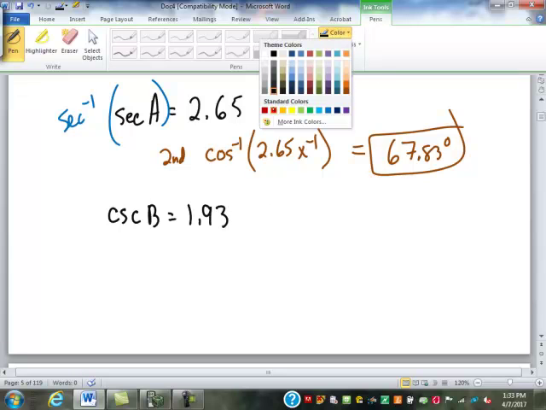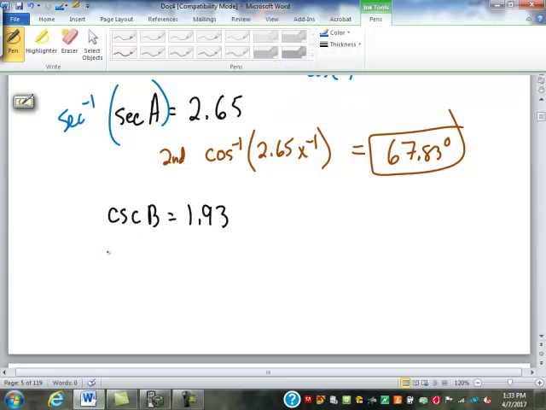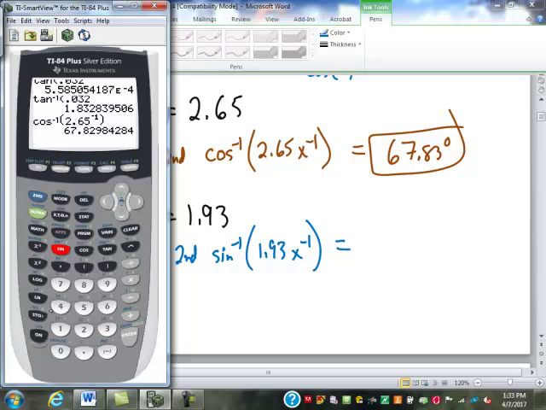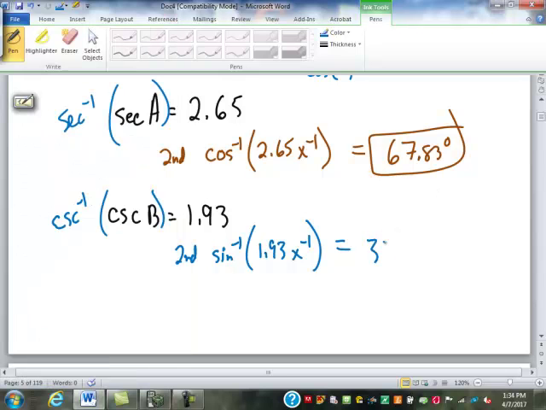Cosecant of B equals 1.93. So we've got to do an inverse cosecant. Again, no cosecant button. So we're going to use the second inverse sine. 1.93. Do we close the parentheses? No, we do what first? X negative 1. Then we close the parentheses. That sounds promising. 31.207, you got it.